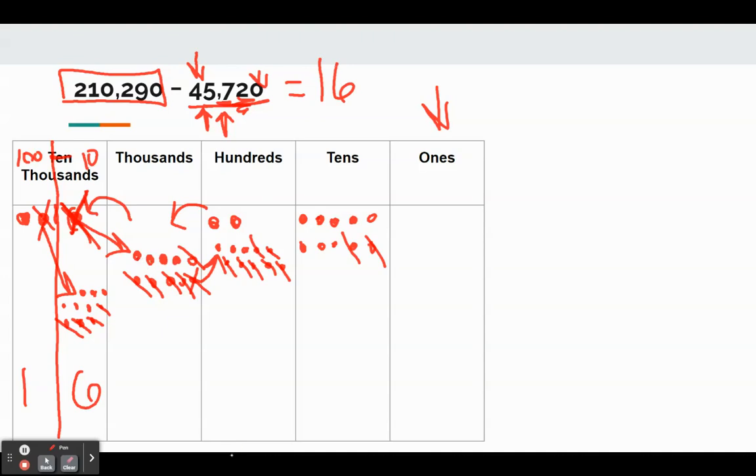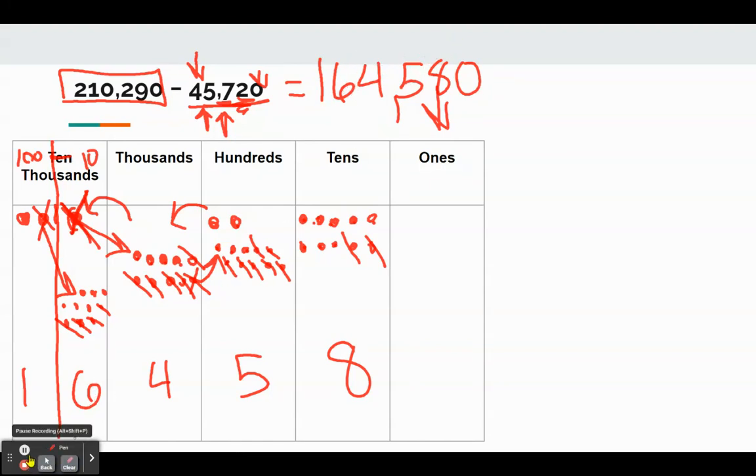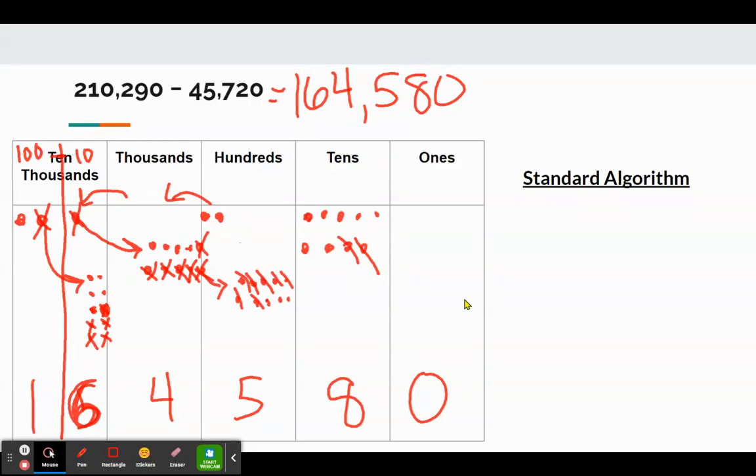I have 1, 2, 3, 4 thousands. I have 1, 2, 3, 4, 5 hundreds. I have 1, 2, 3, 4, 5, 6, 7, 8 tens. And then I have 0 ones. So my difference is 164,580.